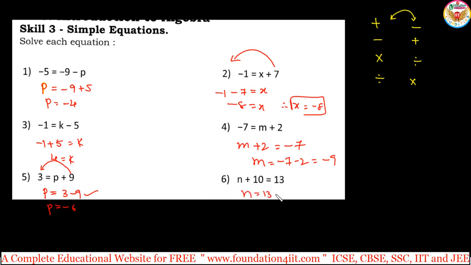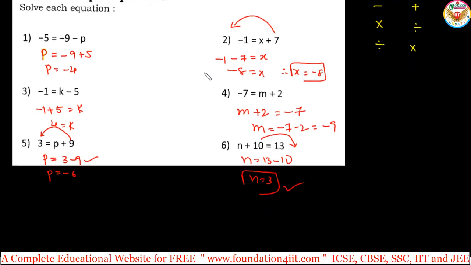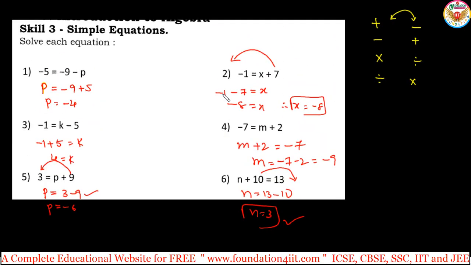n is equal to 13 minus 10. Plus 10, now transpose, minus 10. n is equal to 3. Okay. This is one way of simple equation solving, just transposing from one form to the other form. Not only this, I am giving some number of questions in this page. Few more are there, 2 more pages.